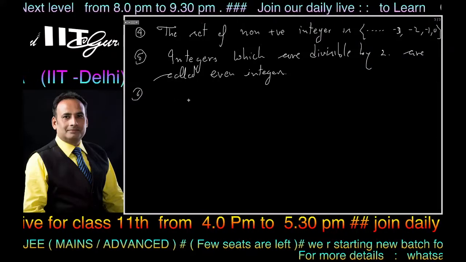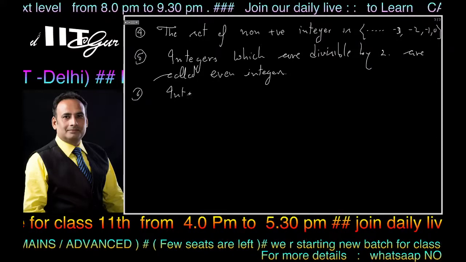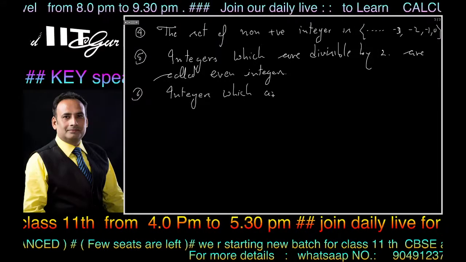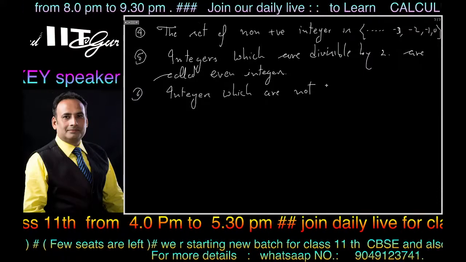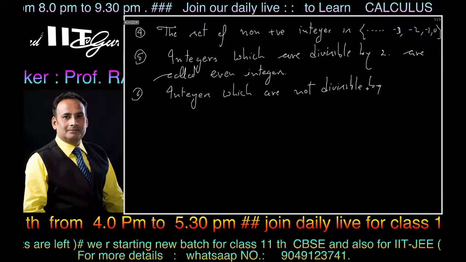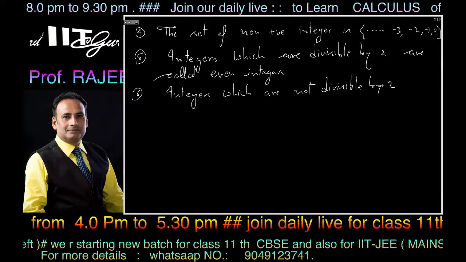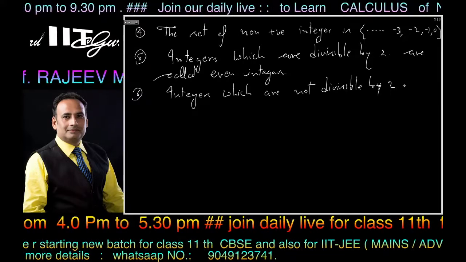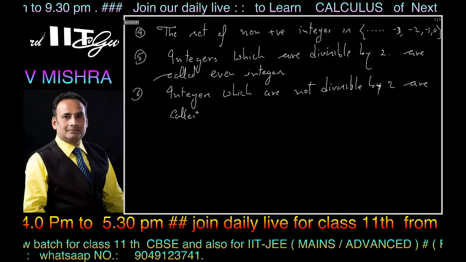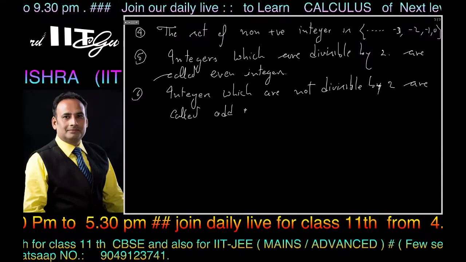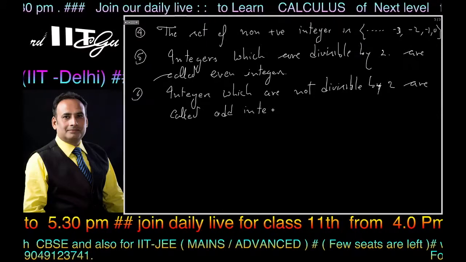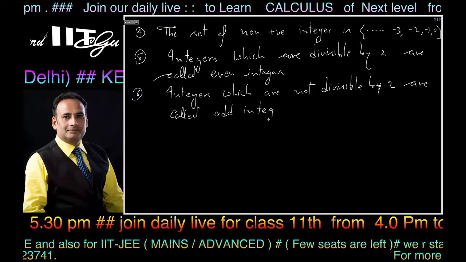Sixth: integers which are not divisible by 2 are called odd integers. These are all concepts you have already learned in class 5th, 6th level, integers.